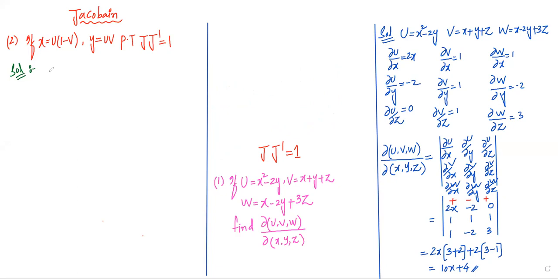Solution. Here, in the question it is given x is a subject, y is a subject. So first of all, we can find out the J dash value, then later on we can find out the J value. First, we start our work by writing the J dash value. Means what? X is there. We have to differentiate this x with respect to u and v. Then take y and the same thing. X is equal to u into 1 minus v.